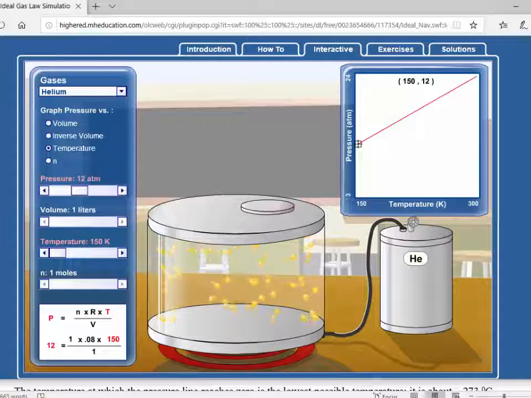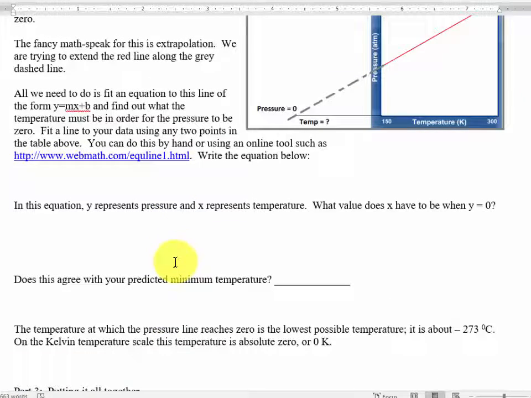And they're no longer going to be able to bang into the sides of the glass if they are at absolute 0. So let's see if we can extrapolate downwards and figure out when that temperature should be. You know what it should be. It should be negative 273 degrees Celsius or 0 Kelvin.